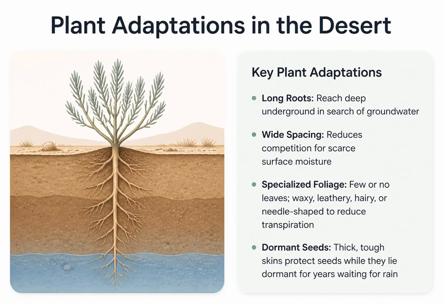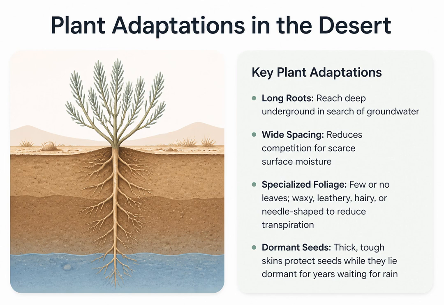So, how exactly do these plants survive? They rely on incredible evolutionary adaptations. Most desert shrubs develop extremely long root systems to tap into deep groundwater, and they grow widely spaced apart so they aren't competing for the same scarce surface moisture. To prevent water loss through transpiration, these plants often have very few leaves, or their foliage is modified to be waxy, leathery, hairy, or needle-shaped.